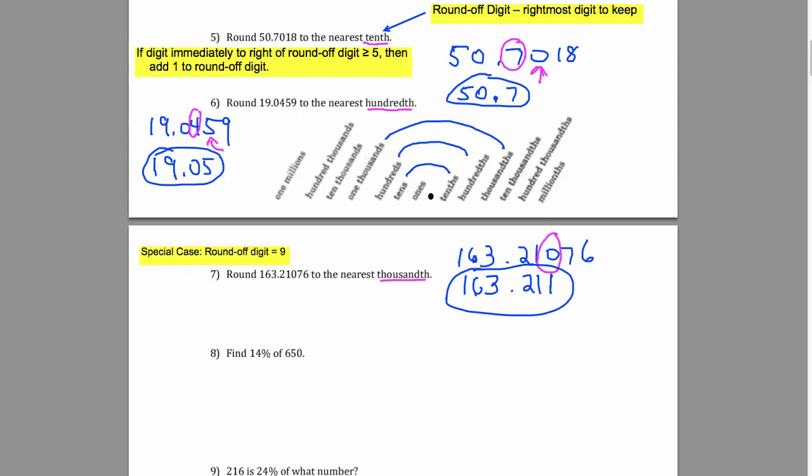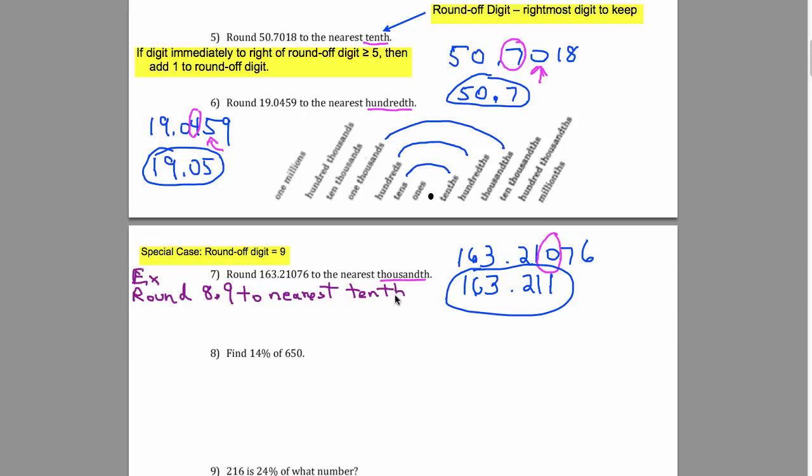Now there's one special case of rounding, and that's when the round-off digit equals 9. So let's look at an example. Round 8.9 to the nearest tenth.